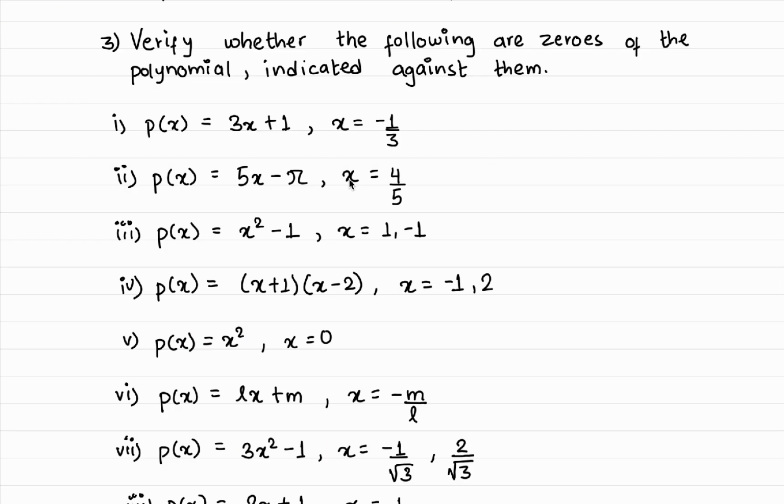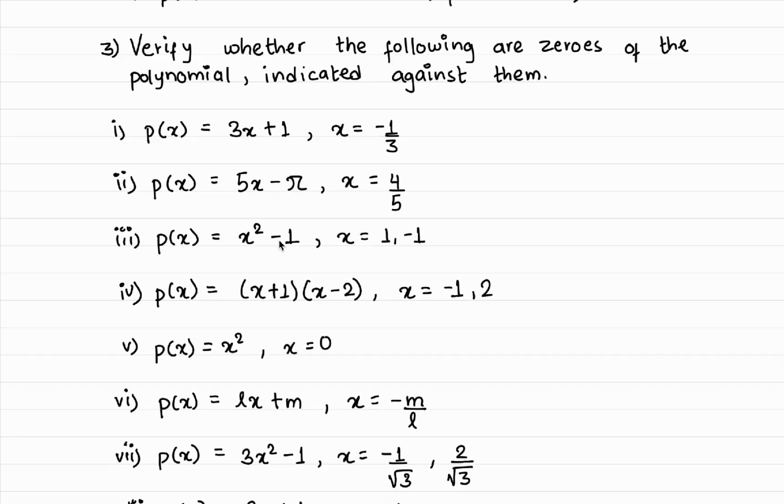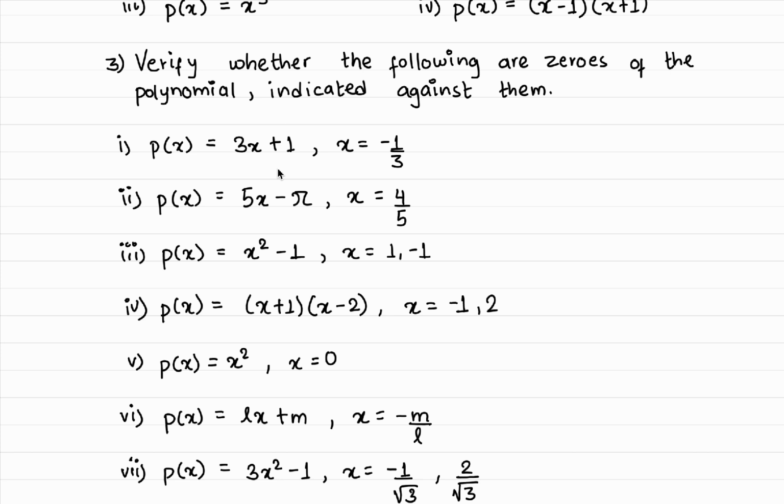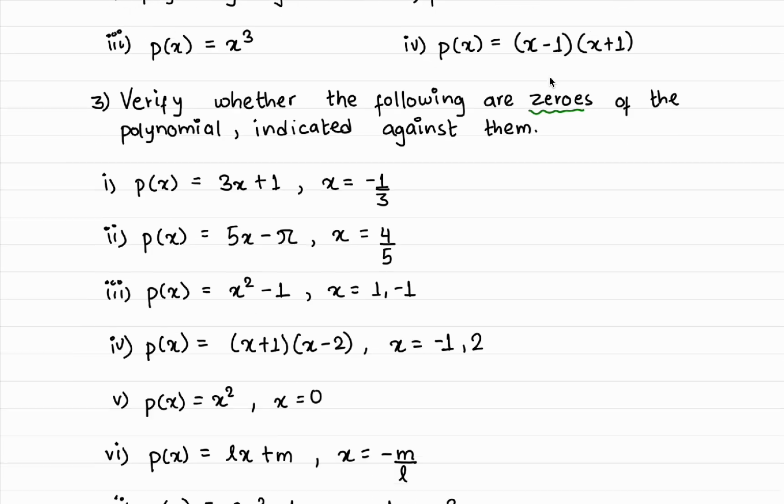For the third one, our question is: verify whether the following are zeros of the polynomial indicated against them. That's our question, and we have a lot of sub questions in our question number 3. To do this question, first we need to know what we mean by zeros of a polynomial. What is a zero of a polynomial? To understand it, we are going to take help of our question number 2. So we just solved this question number 2.